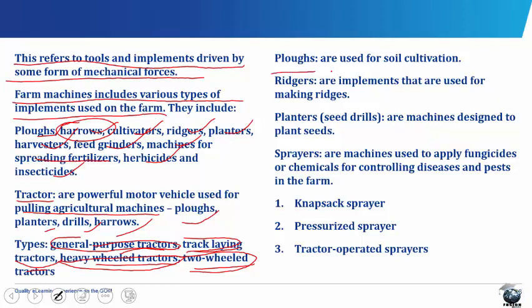The plows. The plows are used for soil cultivation. They are implements used for soil cultivation, and we have hand-driven, animal-driven, and power-driven plows depending on the size. We have 2 types of plows, the moldboard plow and the disc plow. The moldboard plow is useful where the land is fully cleared of stumps.